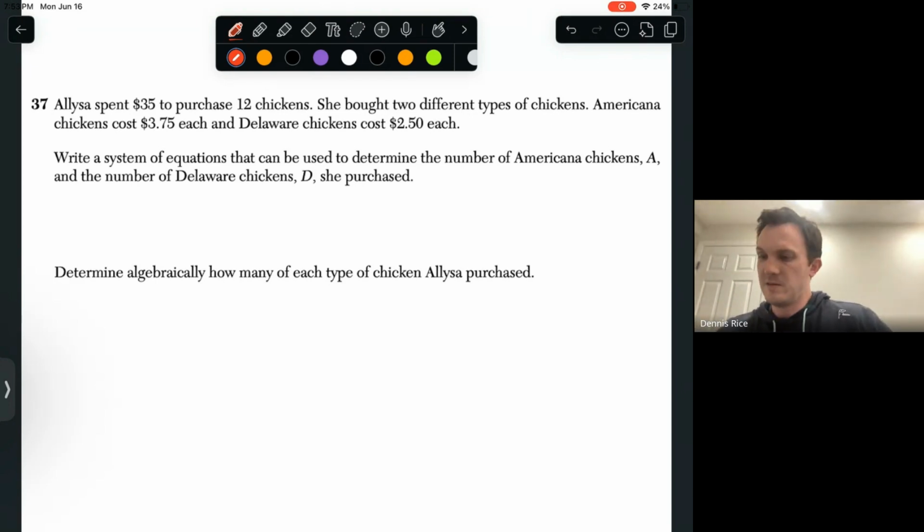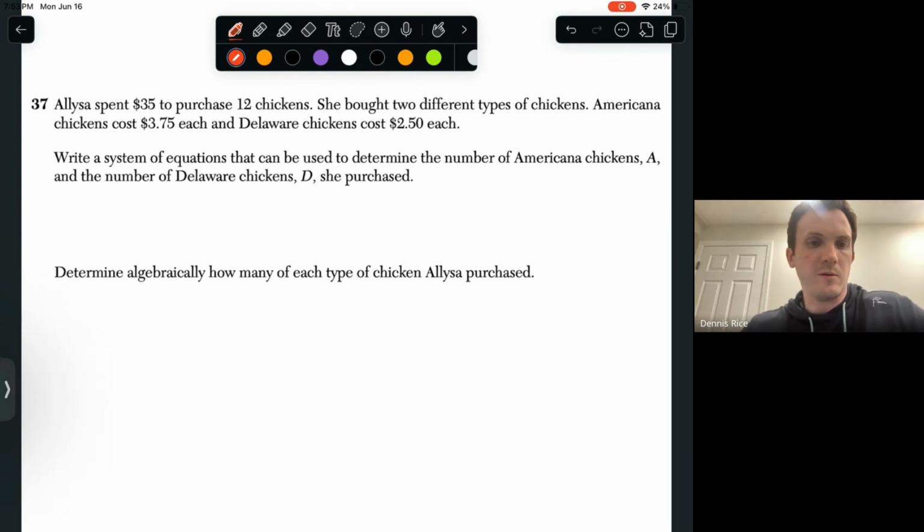Usually money's involved. We've seen coin problems, buying stuff, soda, popcorn. What is this one talking about? Chickens, that's a weird one. Americana chickens and Delaware chickens. I don't remember this one off the top of my head. Alyssa spent $35. She bought 12 chickens.